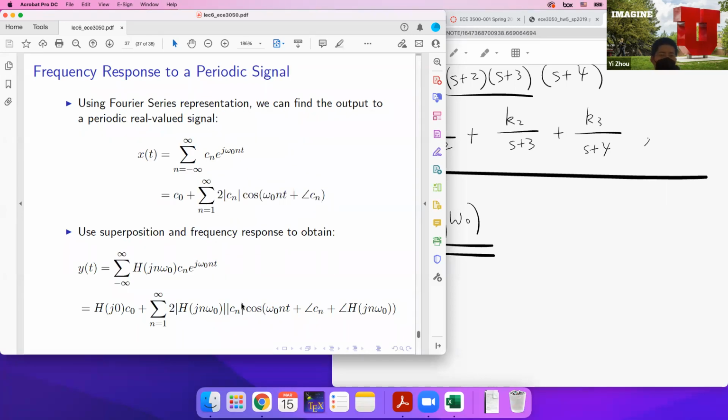So here is the same story. Each of these cosine signals will be amplified. The magnitude will be amplified by the corresponding system response at this particular frequency. And the phase will also be shifted correspondingly.